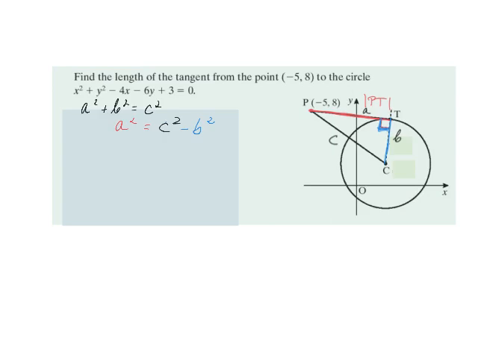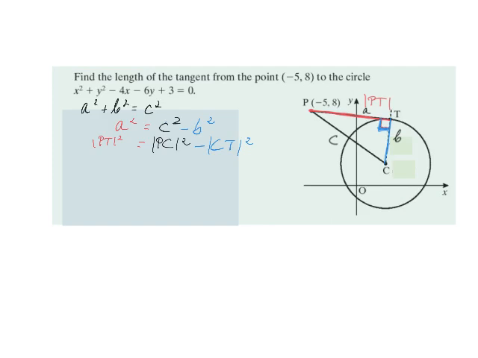Now we said already our a is PT. Then that would mean our c is PC, and our b is CT squared. So we need to find PC and we need to find CT.